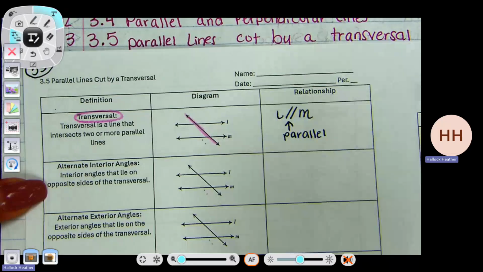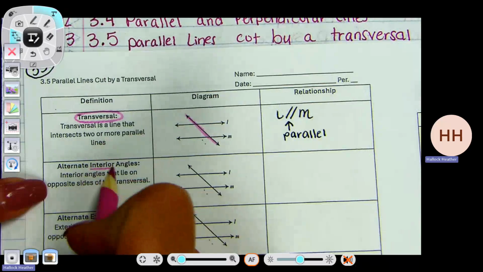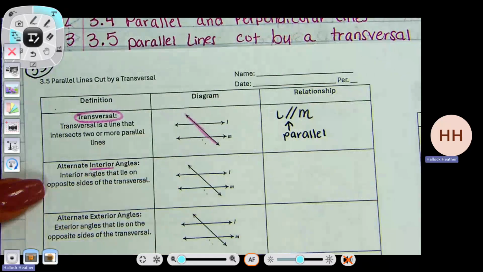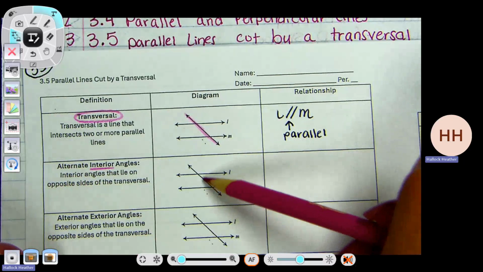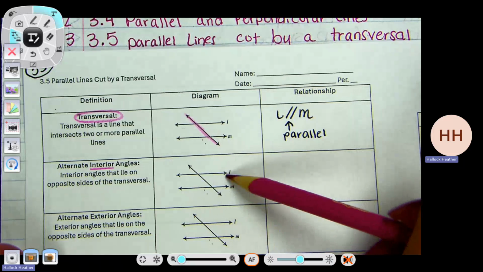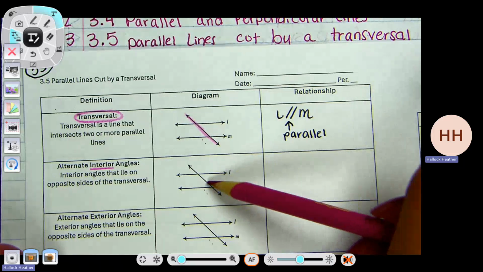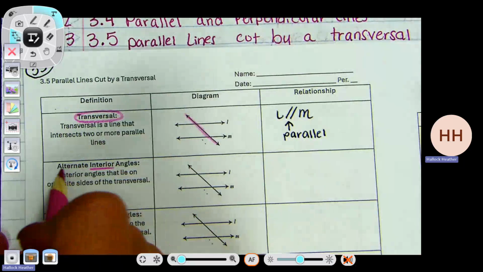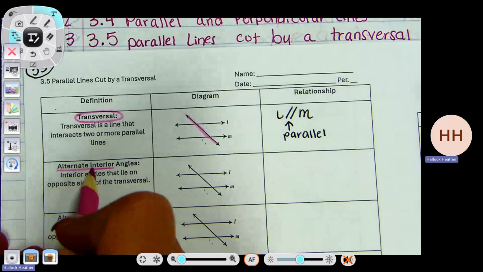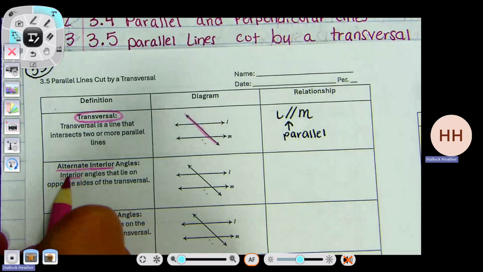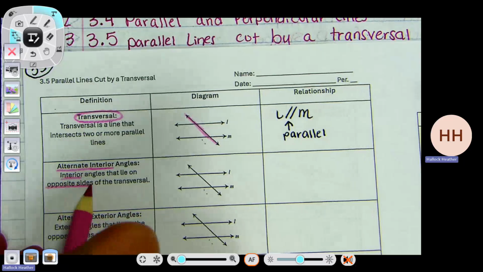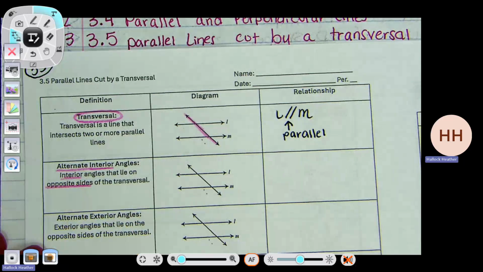Interior means the inside, right? Interior, inside. When they're talking about the inside, they mean the inside of the parallel lines. So we're talking about this middle section on the inside. Don't color this, but the middle section. Alternate means it's on opposite sides of the transversal. So these are interior. They're on opposite sides of the actual transversal.